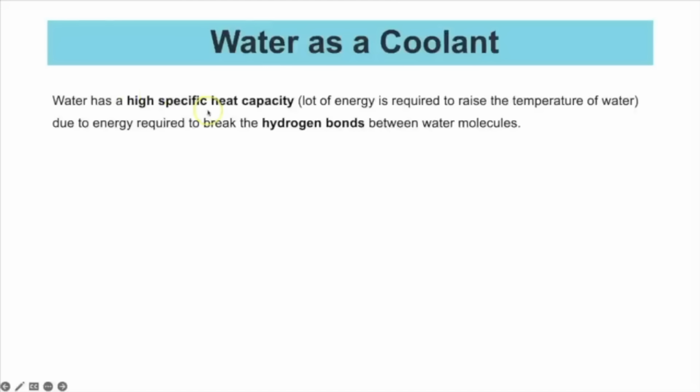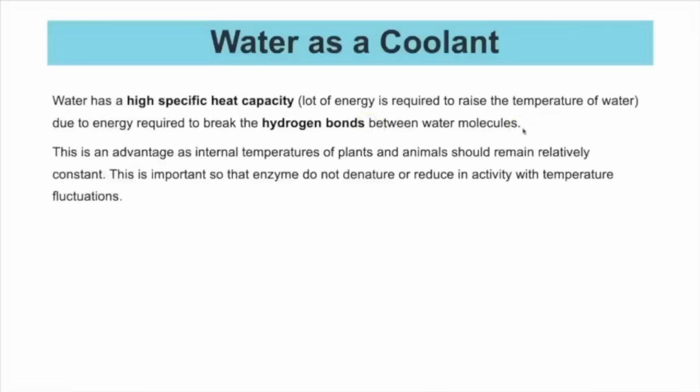First of all, water has a high specific heat capacity, and this means it takes a lot of energy to increase the temperature of water. You do learn that in more detail in chemistry, but that's sufficient for biology. The reason it requires so much energy is because energy is needed to break the hydrogen bonds between the water molecules to increase the temperature.